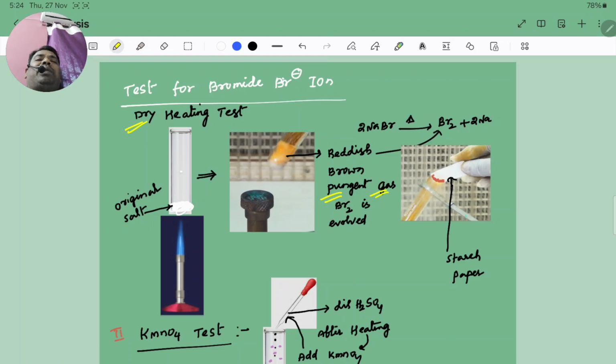Just take a starch paper, right? So when this gas is released from here, use the starch paper, near the mouth of the test tube, then the starch paper becomes brown color, that indicates bromine gas is released, right? Now look at, student, this sodium bromide, on dissociation it will give bromine, it is a reddish brown bromine gas that is released, right?